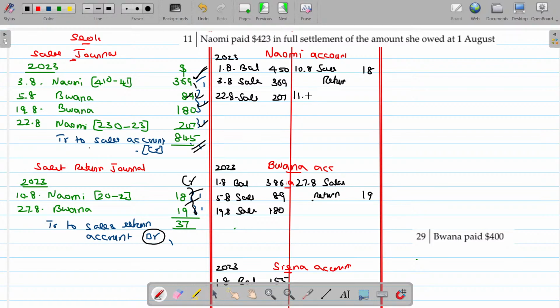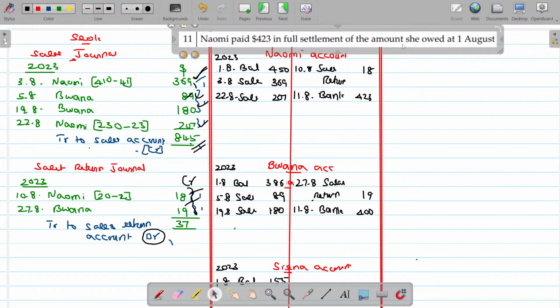On 11th August, routed through bank, the value being 423. Similarly, Buona paid 400 rupees, that reduces the balance recoverable from Buona, so it will be posted here, 11th August, bank, this value being 400. Is that clear? I have recorded all these values related to the party. Now I can simply close the ledgers.